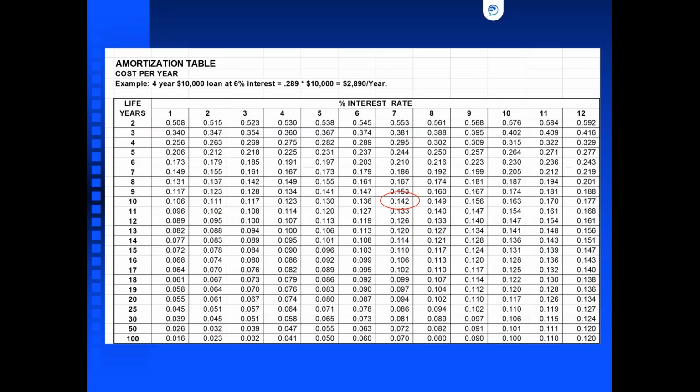So here, this is an amortization table that we have on our economics page in the national website, the National Economics website. Okay, you can go into that website and we can do a demonstration on how to get there. And here's the 7% interest rate. And for 10 years, that's where they got the 1.42.